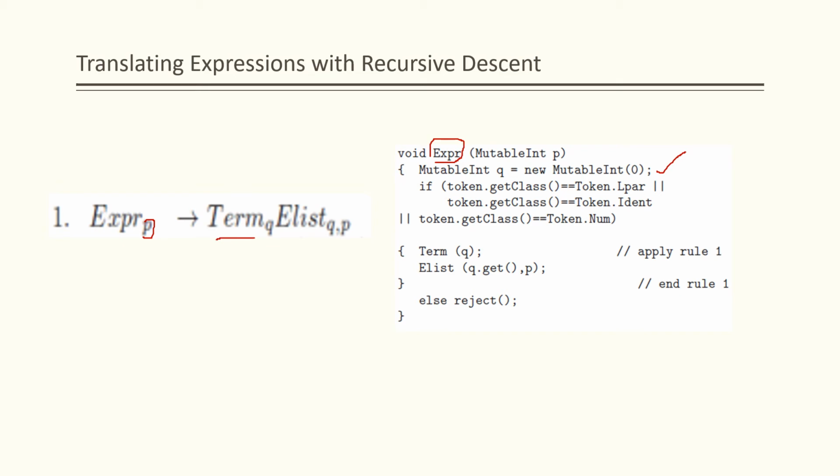So term is a method, Q is a parameter, and ELIST you have as a method, and you get the value of Q and P as the parameter. Okay, so this Q actually is inherited from the one before this. Okay, all right, so this is how you write recursive descent for these particular rules.